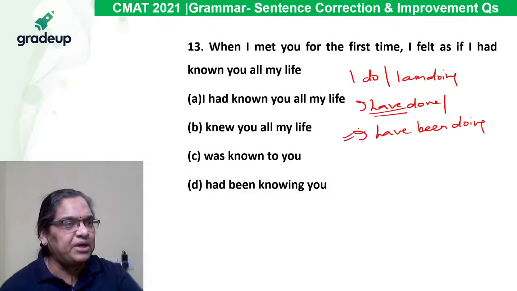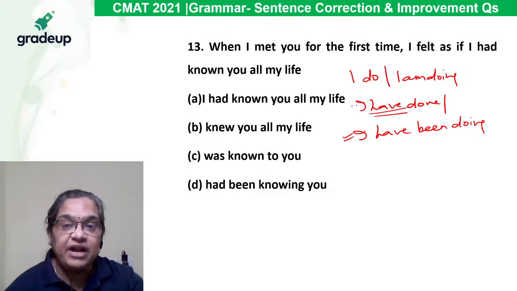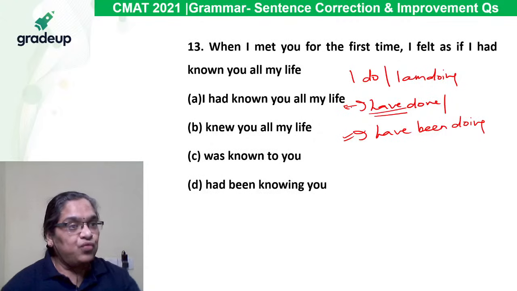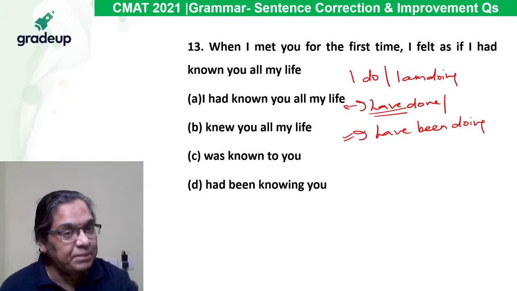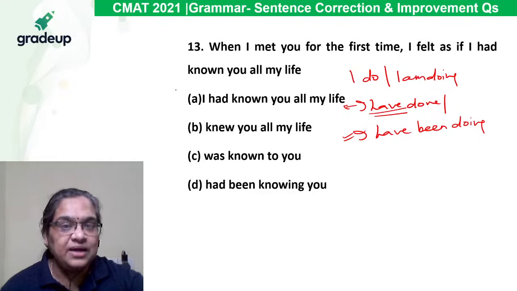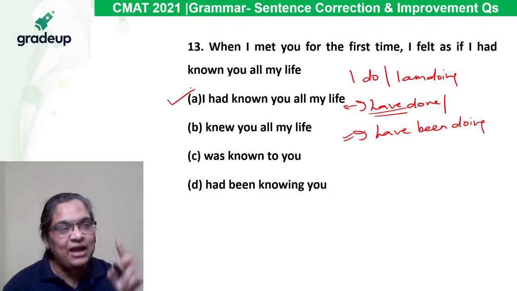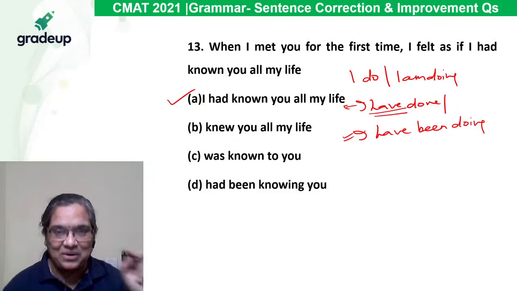You've already learned this. When do you use this? For an action which is just completed. I'll explain this to you. Yes, the answer to this is A, not D. Not D. Alright, I'll tell you why.